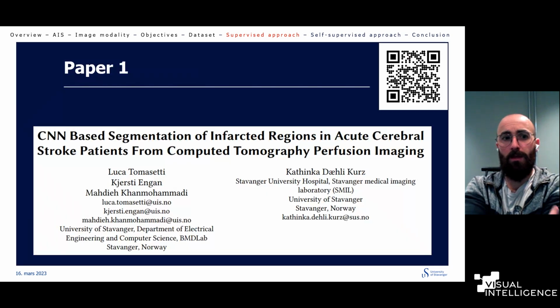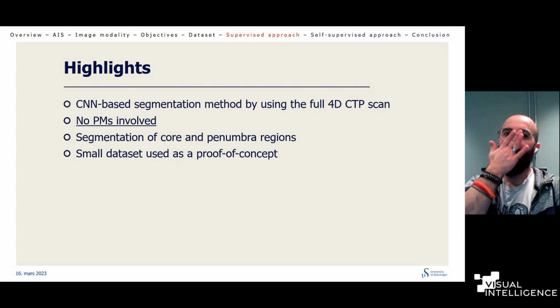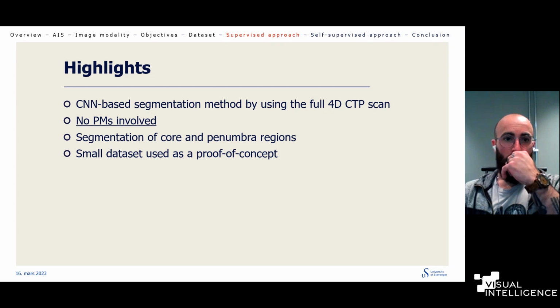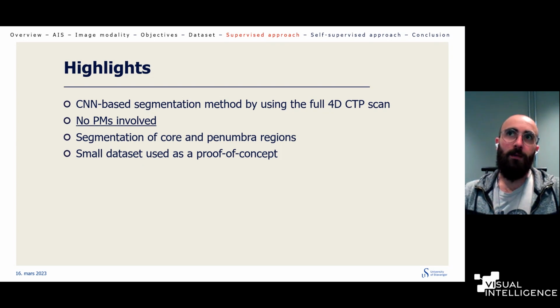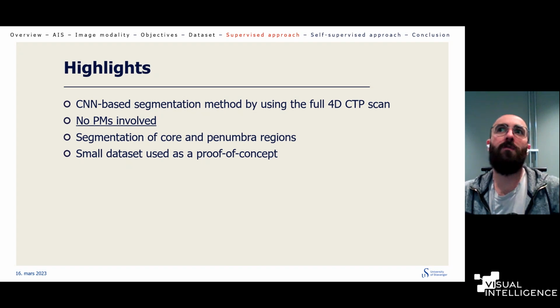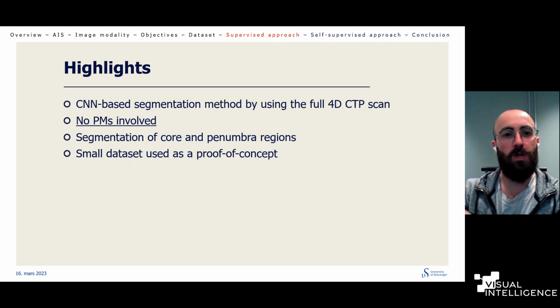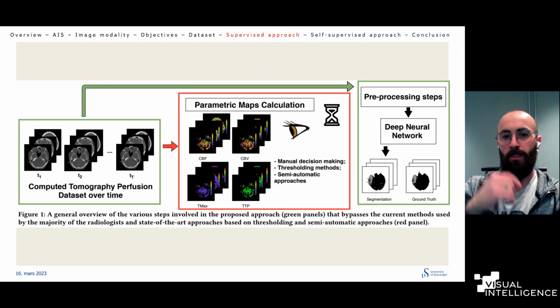The first paper uses CNN-based segmentation with the entire 4-dimensional CT perfusion scan as input to our deep neural network model. There are no parametric maps involved in the pipeline, and we segment core and penumbra regions. This is just used as a proof of concept, because we use a very small data set, just 10 patients, to understand if this approach might work or not.